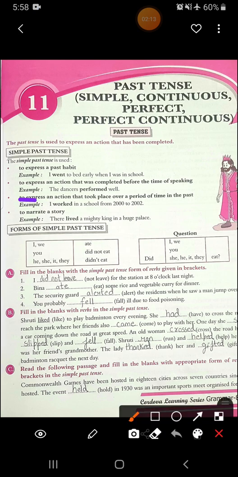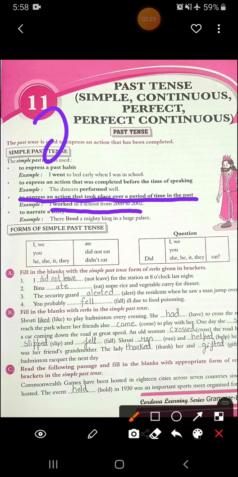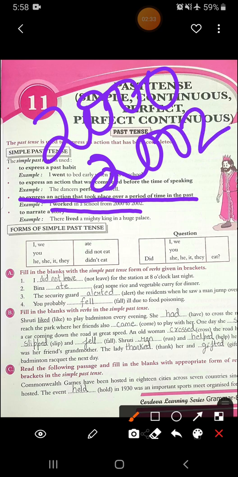Now, to express an action that took place over a period of time in the past. I worked in school from 2000 to 2002. Means that action that took over for a period of time but in the past. Means you were working in school. You worked in school from 2000 till 2002. This is past. This means this duration is in past. But this is the time period for which you have worked in that school. I hope this is clear.